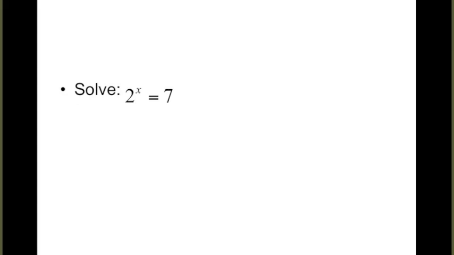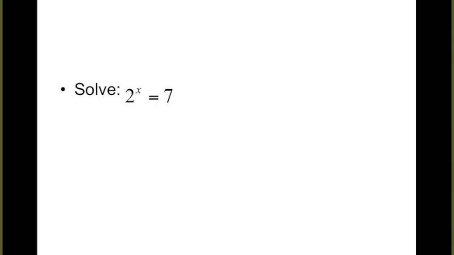So the first thing I always check is, can I write them as the same base? So 2 to the x, can I write 7 as a power of 2? And I can't. 8 is a power of 2, but 7 is not. So we can't do this one with our first method. So then our first step is get the exponential alone. It is. It's just 2 to the x. There's nothing else happening over there. There's no adding. There's no multiplying. It's just 2 to the x.